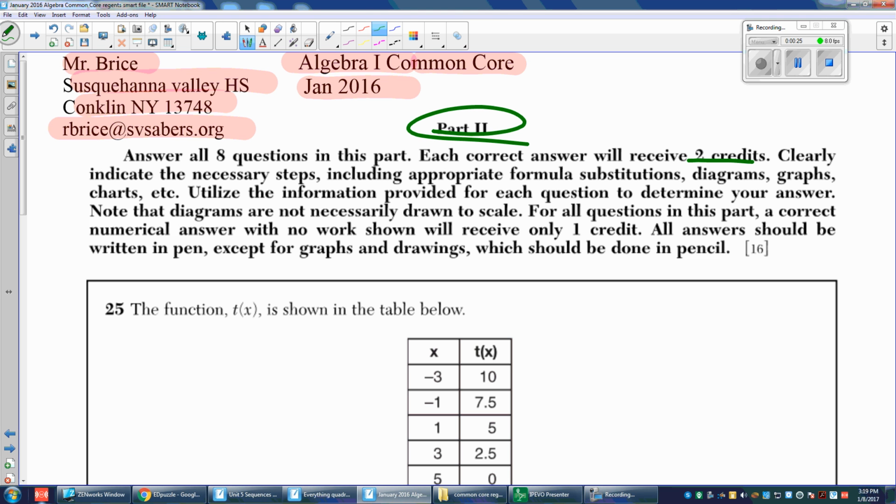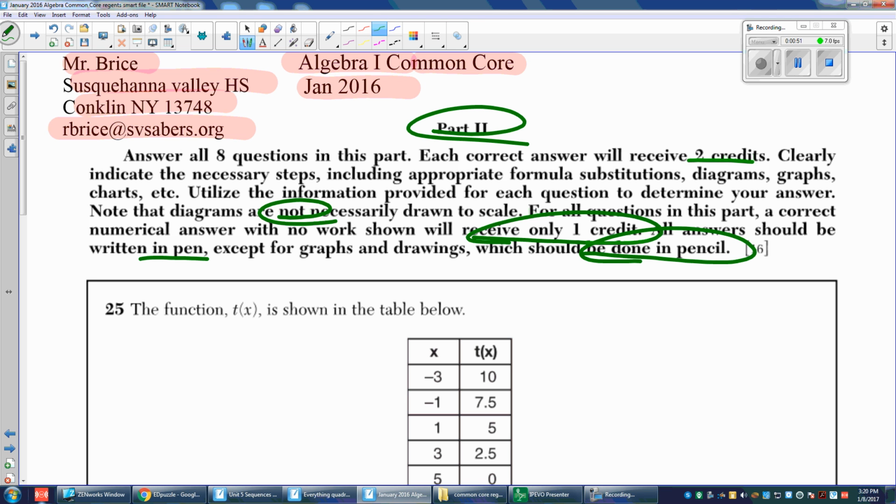Clearly indicate all necessary steps, including appropriate formula substitutions, diagrams, graphs, and charts, etc. Utilize the information provided for each question to determine your answer. Note that diagrams are not necessarily drawn to scale. For all questions in this part, a correct numerical answer with no work shown will receive only 1 credit. No work, right answer, 1 point out of 2. All answers should be written in pen except for graphs and drawings, which should be done in pencil.